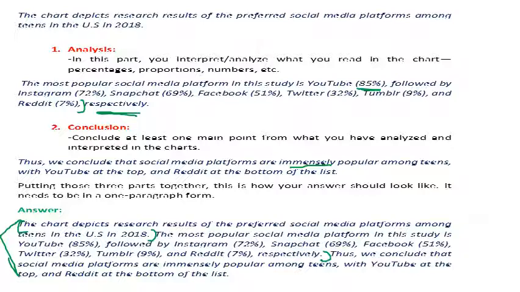Now, when you want to write what you concluded, you need to write, thus we conclude that social media platforms are immensely popular among teens, with YouTube at the top and Reddit at the bottom of the list. And this is your perfect answer.